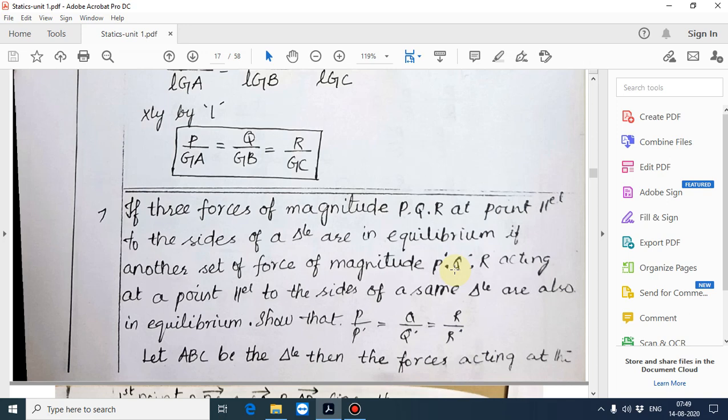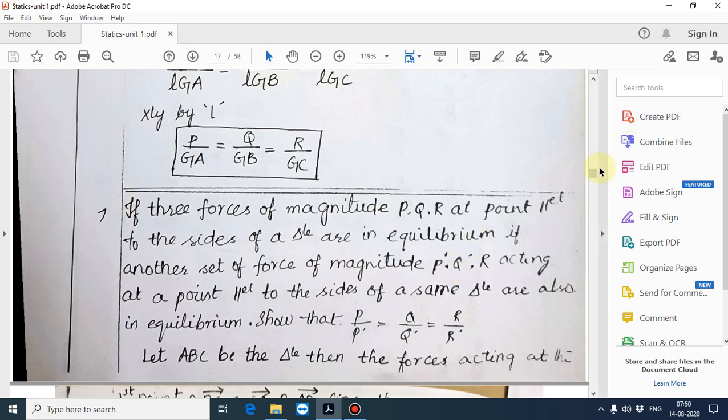What have they given? Three forces of magnitude P, Q, R at a point parallel to the sides of a triangle are in equilibrium. Another set of forces is also there, that is P dash, Q dash, R dash, acting at a point parallel to the sides of the same triangle. What we have to prove? P by P dash is equal to Q by Q dash is equal to R by R dash. You see the proof.